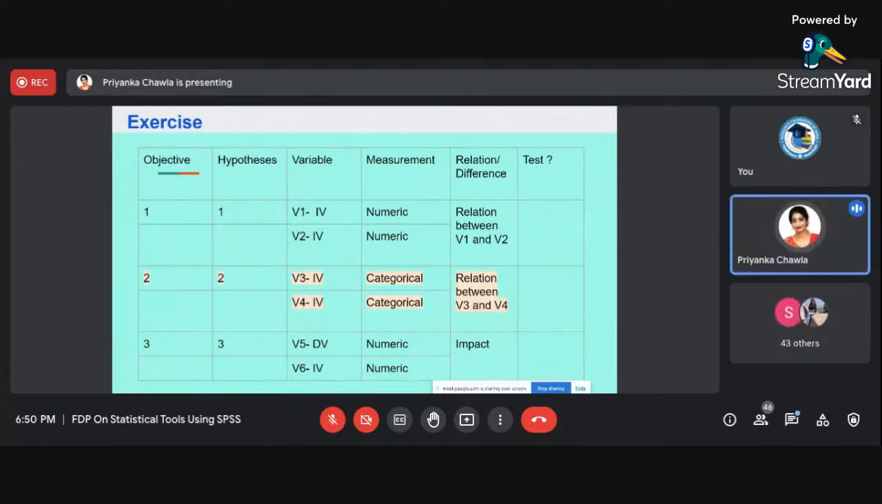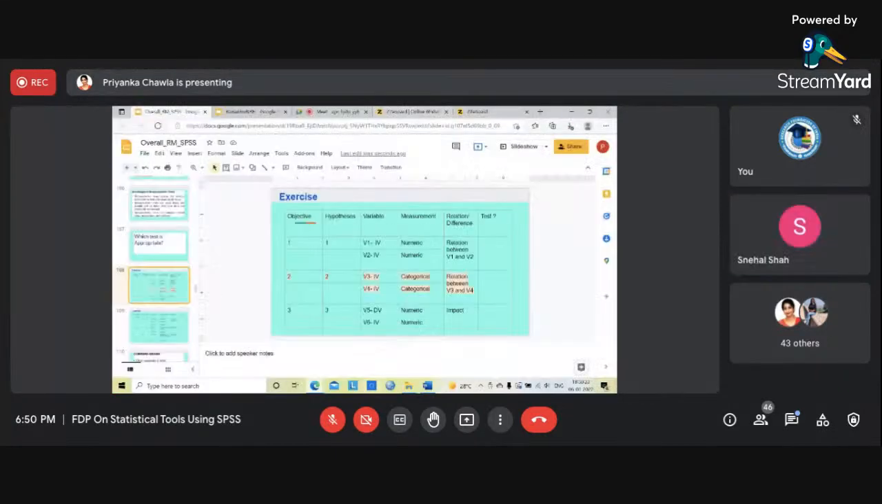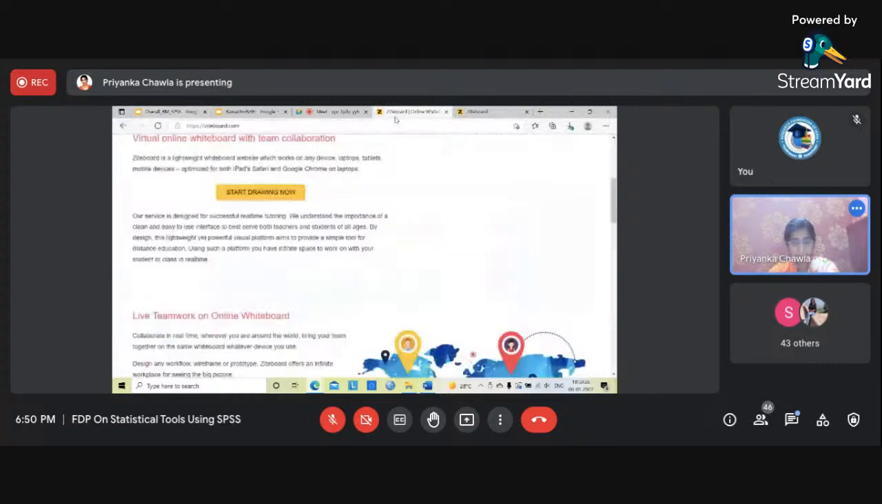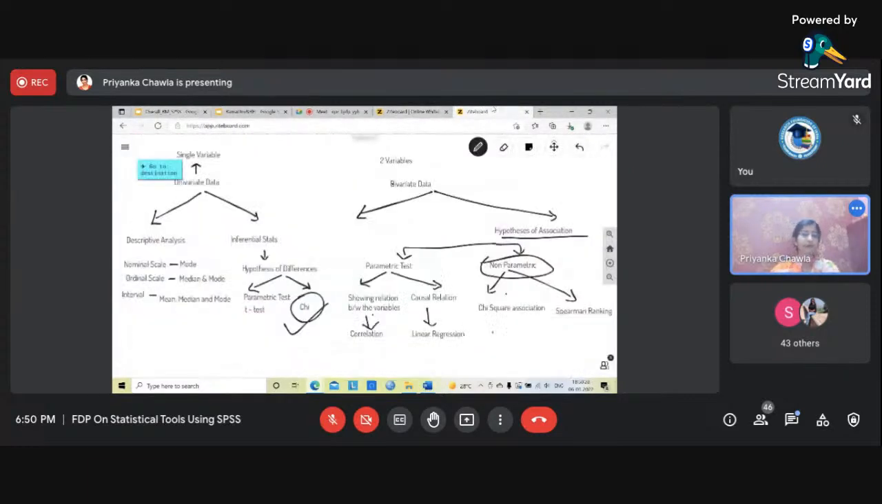Both are categorical and we are talking about association. So, let us check from here. I'm giving you this: Chi-square test. Yes, this one. Chi-square association. Clear? Yes. This is the way to check.